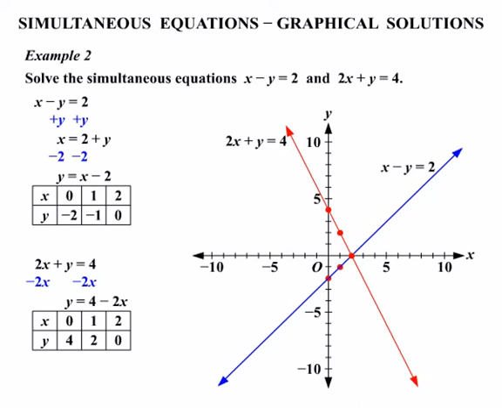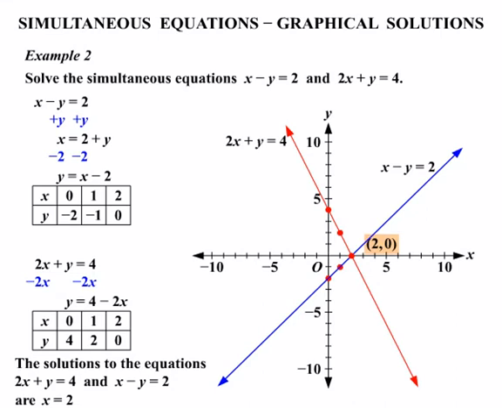Well, where do these two lines cross over? Right here, isn't it? This point on our x-axis. What's the coordinates of that point? Well, we know the x value is 2, so the point has the coordinates 2, 0. So once again, that point 2, 0, that's the solution to our equation. So the solutions to the equations 2x plus y equals 4 and x minus y equals 2 are x equals 2 and y equals 0.